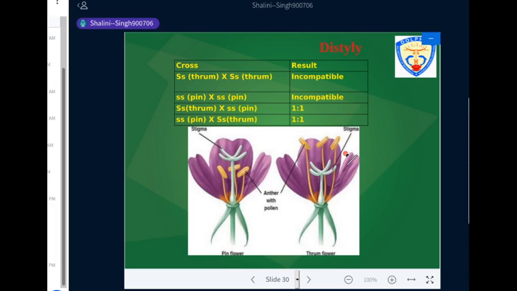So these flowers have two morphologies. That's why it is known as heteromorphic. Thumb with thumb will give an incompatible reaction, pin with pin will give an incompatible reaction, but when we cross thumb and pin, it will always give a result in a 1:1 ratio, and that will be a compatible reaction.